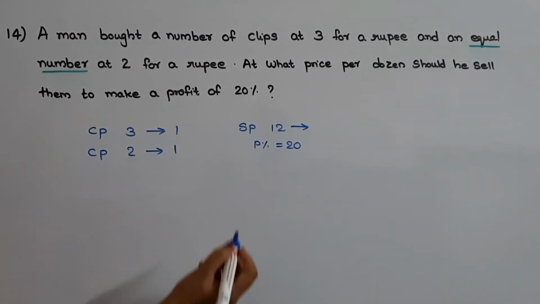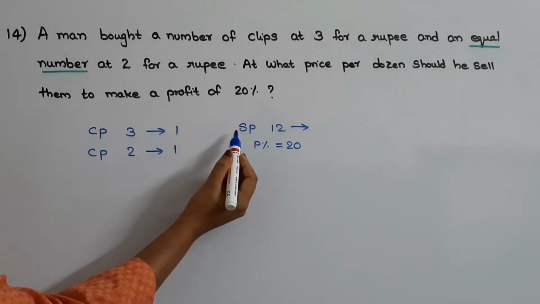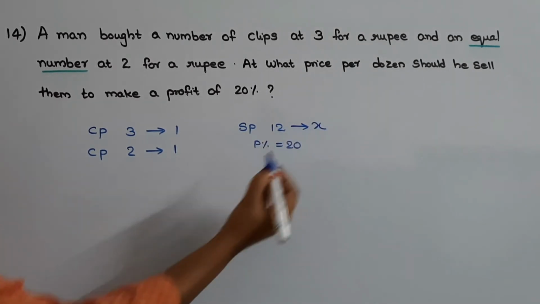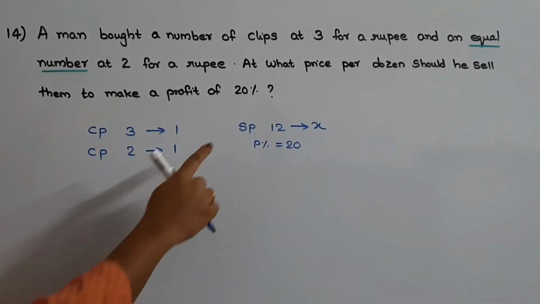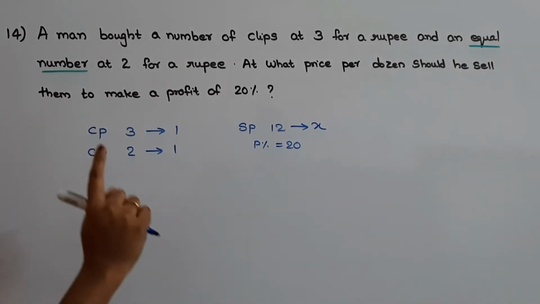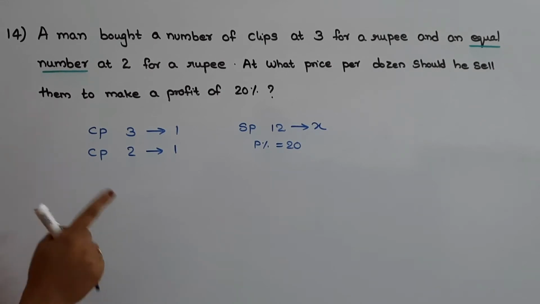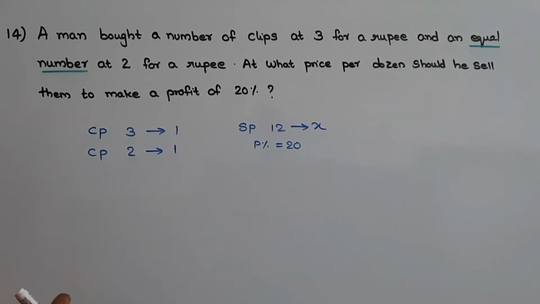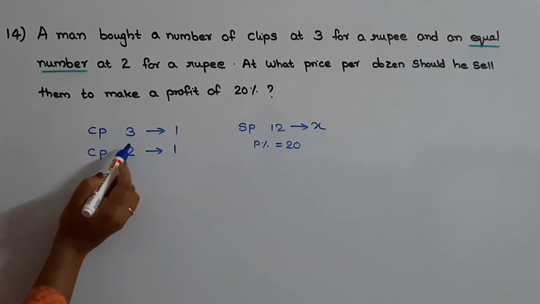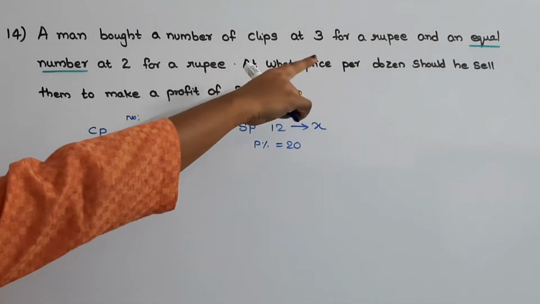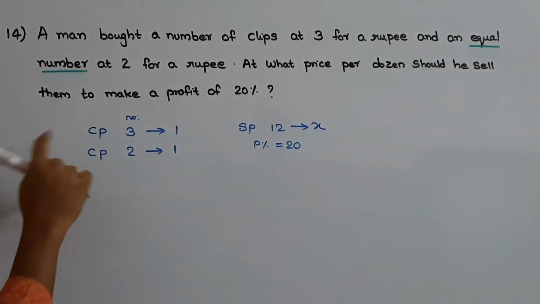Let us consider that he sold the clips in such a way that the selling price of 12 clips is x rupees. Here we have the selling price of 12 clips, so we need to consider the cost price also for 12 clips. First we need to make the number of clips the same in both cases, because it is given that he bought an equal number of clips in both cases.